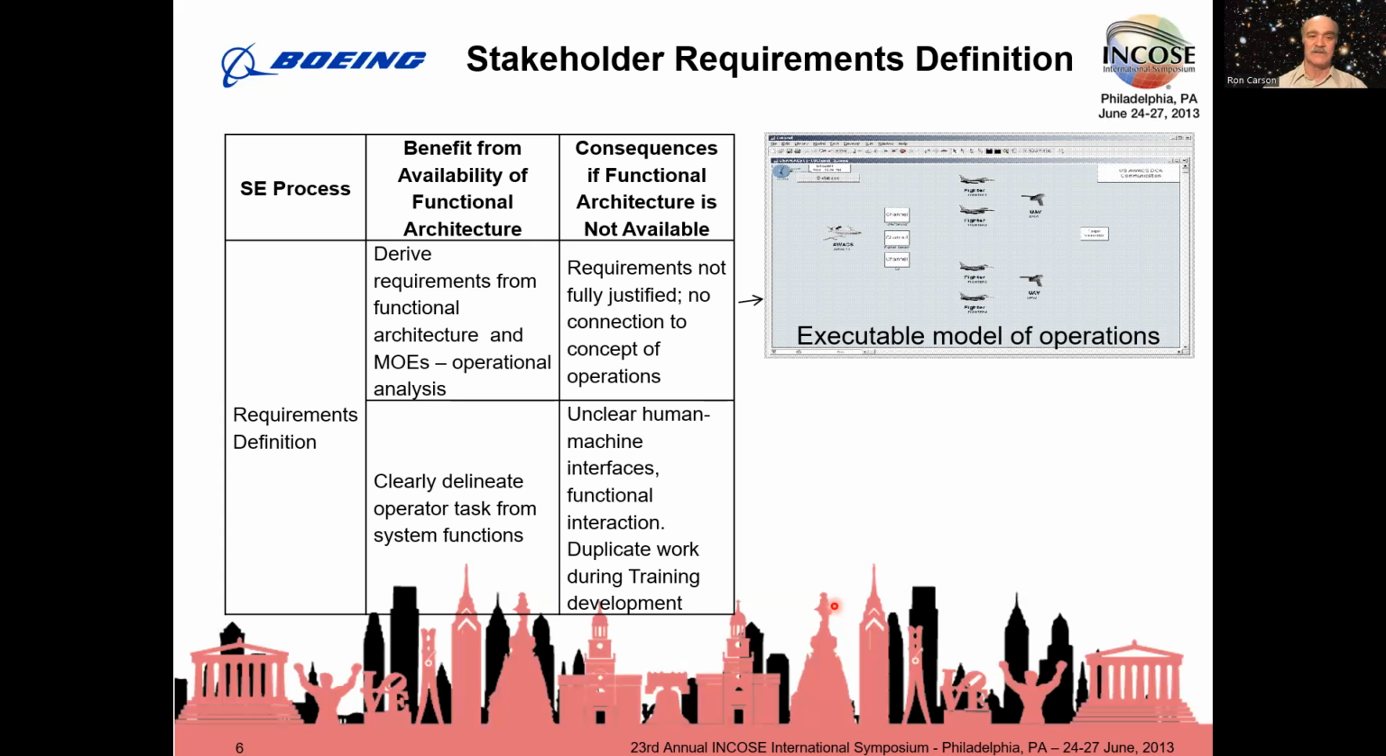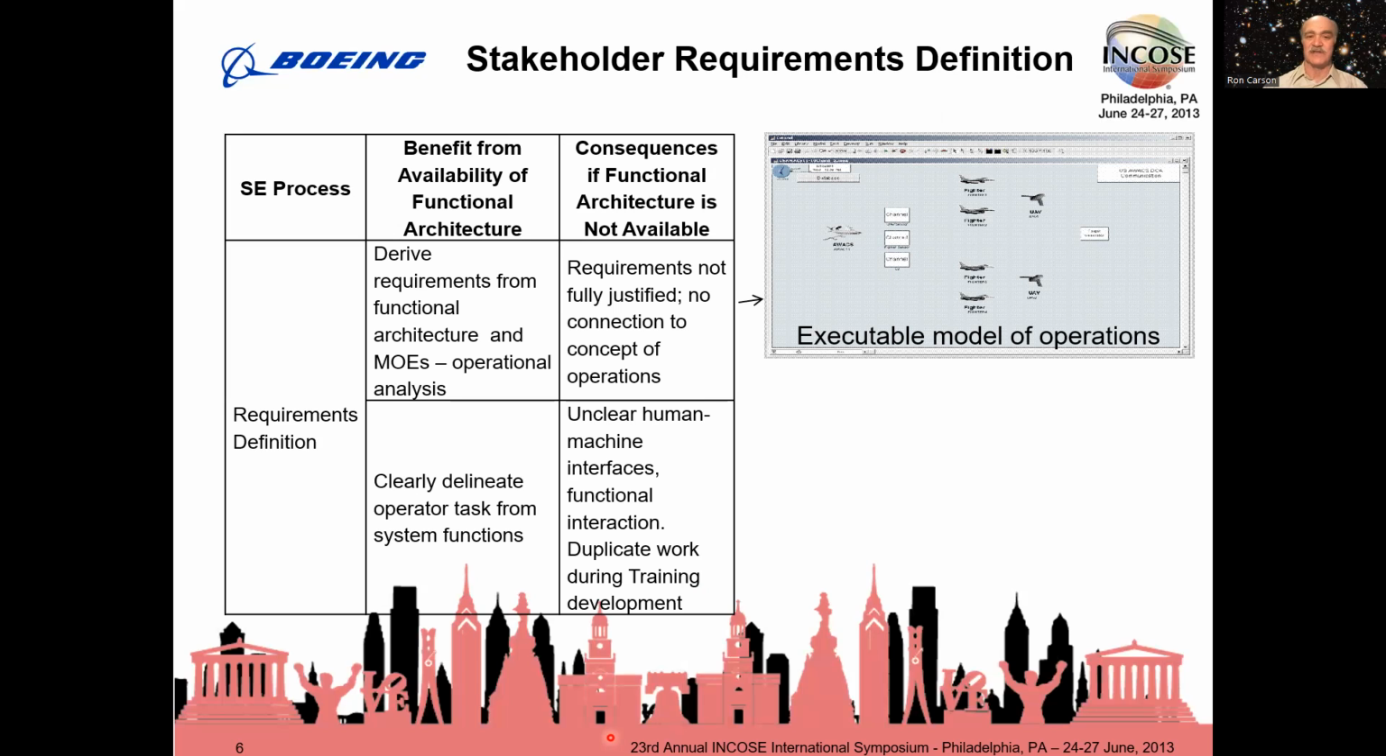There'll be a little table where the first column is what's the system-related systems engineering process, what's the benefit from having an available functional architecture, and what are some of the consequences if the functional architecture is not available, and I may include a graphic that attempts to highlight one or more of these issues. So for requirements definition, we ought to be deriving requirements from the functional architecture. And again, I've got a number of papers about that, and the related measures of effectiveness.